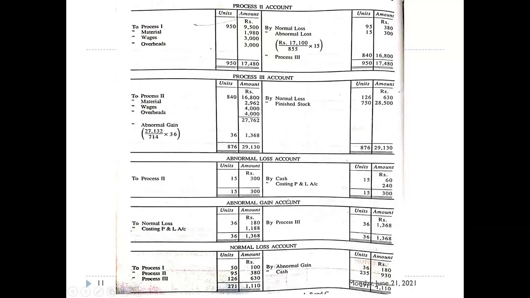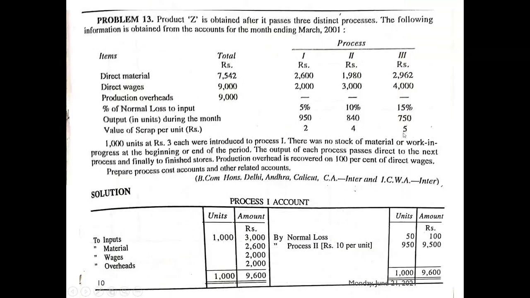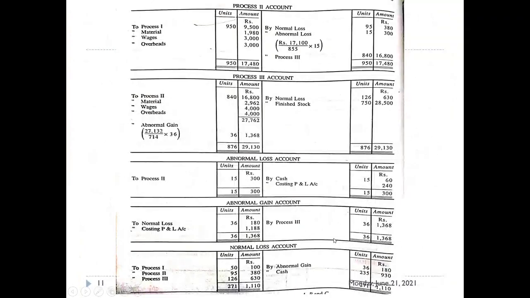Next, abnormal gain. Abnormal gain is in process 3 account. So what will be the journal entry? Process 3 account debit to abnormal gain. So in credit side, by process 3 account. So 36 and 1368. From process 3, there is a scrap value of 5. So it will be adjusted. So 36. So you see abnormal gain.